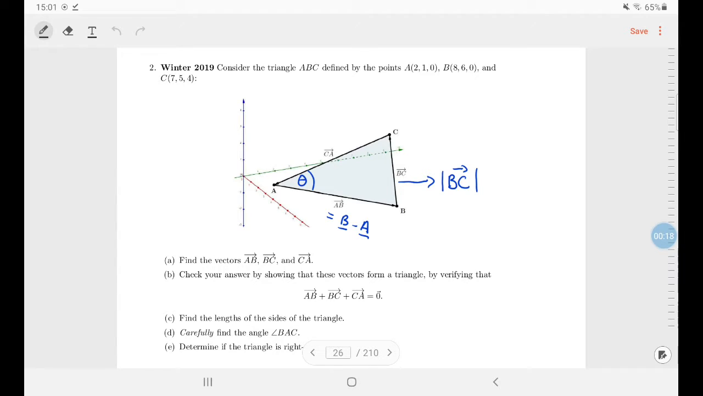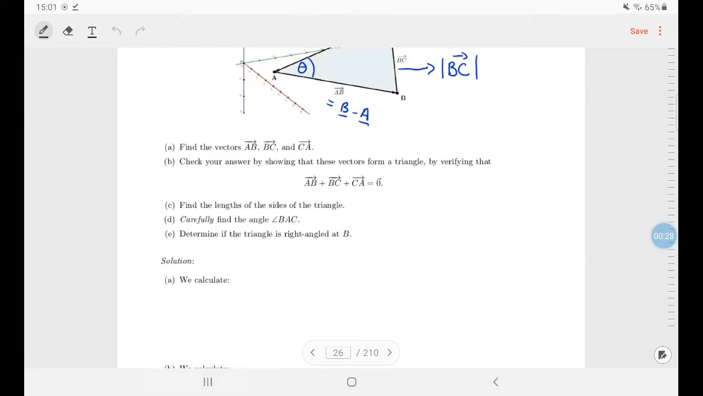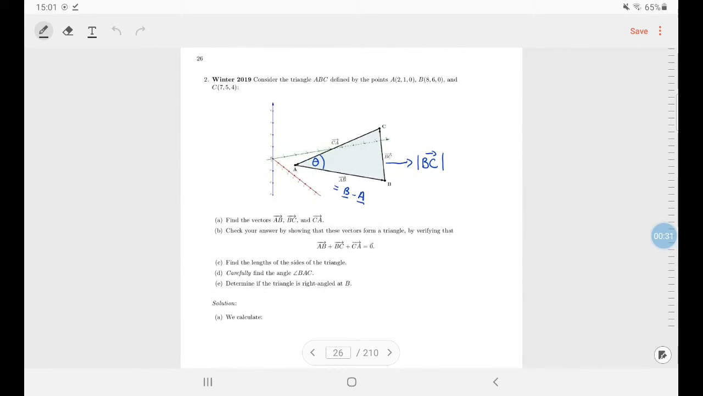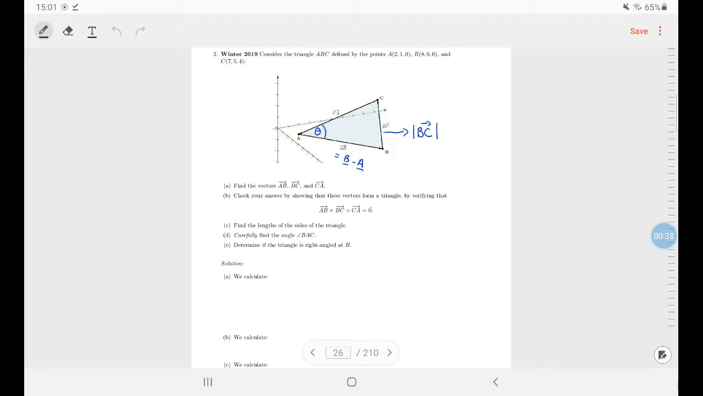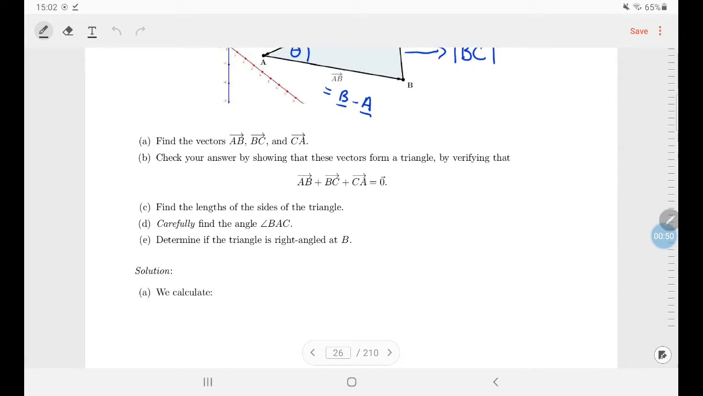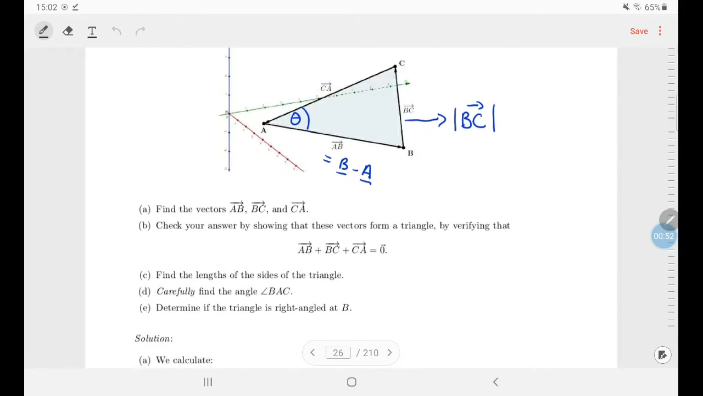So find the vectors A to B, B to C, and C to A, and the vector from A to B is B minus A. Now we've got a small issue here where I might have to scroll up and down. Actually, what I'm going to have to do is look at this a bit off screen. Okay, we're back. I have these off screen that I can look at.